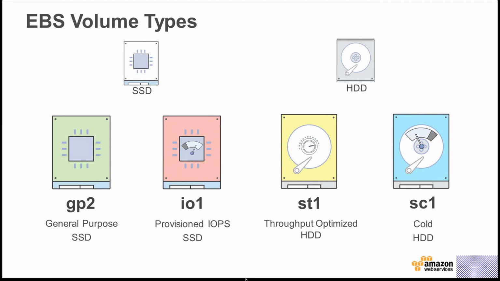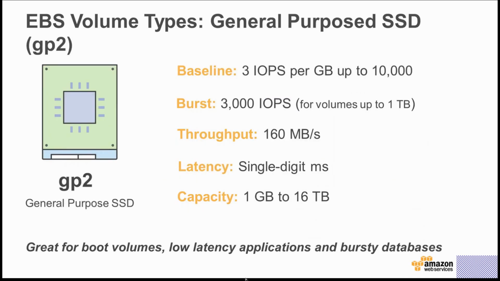On this next slide, we see the 4 current generation EBS volume types. I'll begin with talking about our general purpose SSD volume type, or GP2. It's the default EBS volume type, and it should be your starting point with EBS. So there's a lot of data in this slide, and I'll go through it quite slowly. So first off, general purpose SSD volumes, or GP2, are great for boot volumes, low latency applications, and bursty databases.